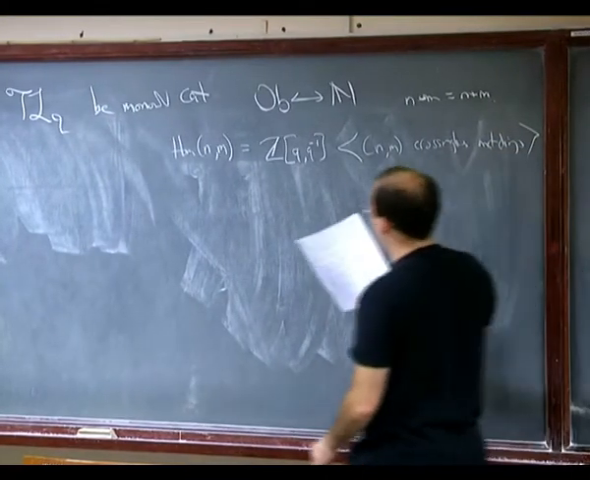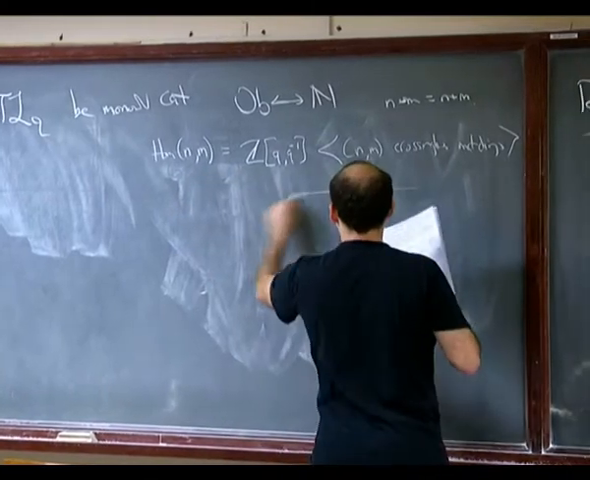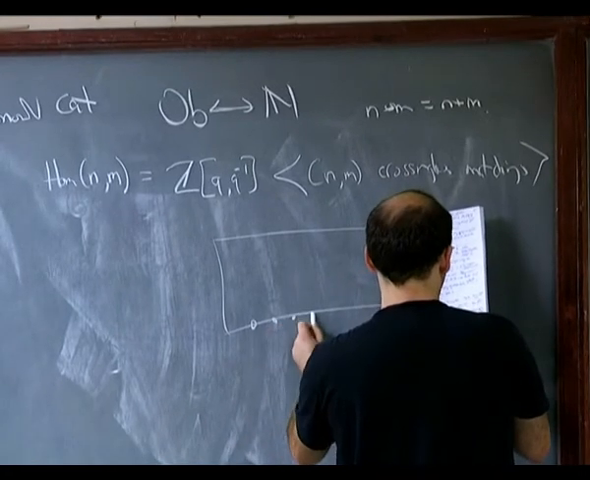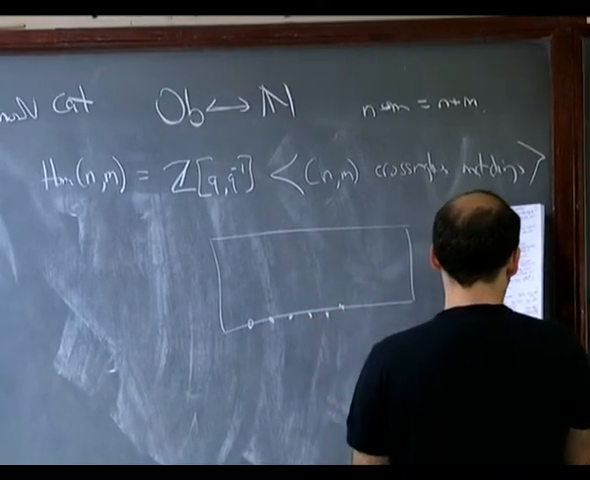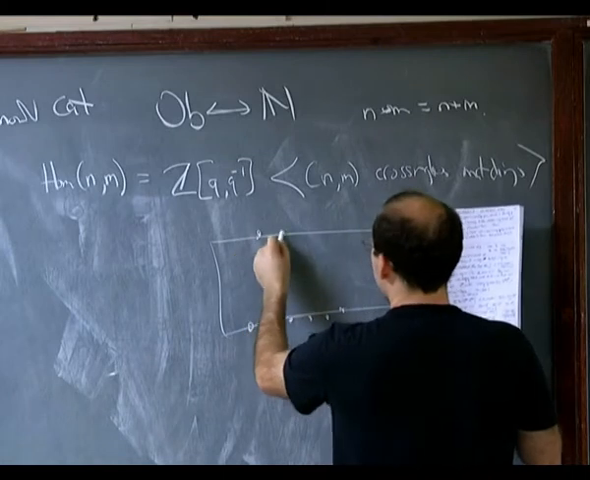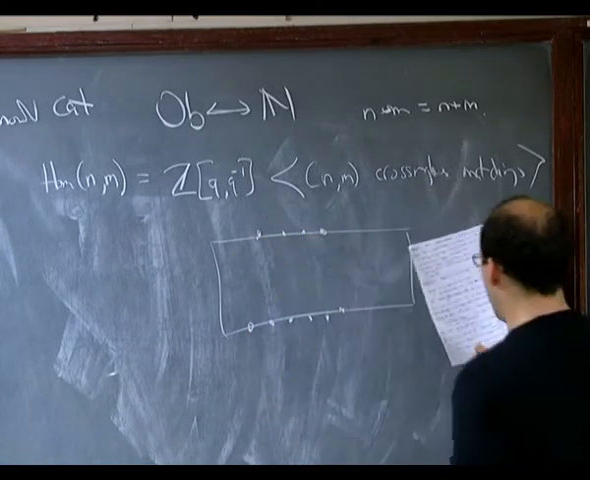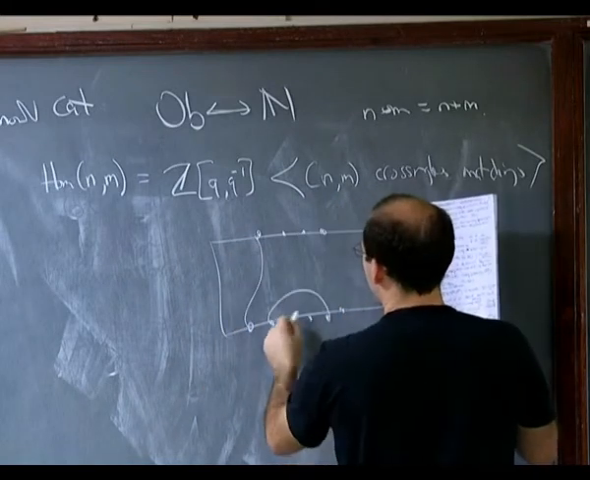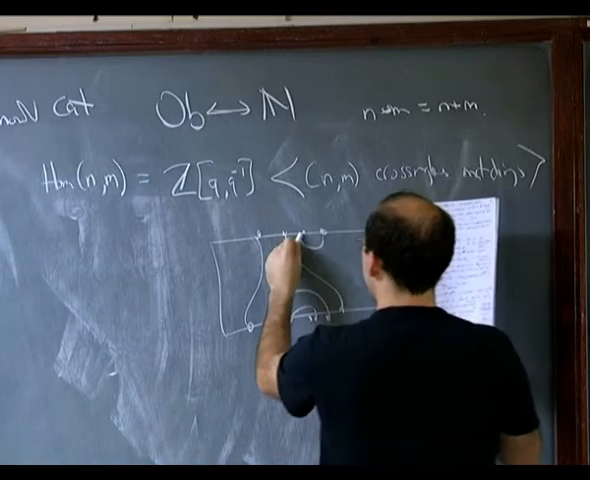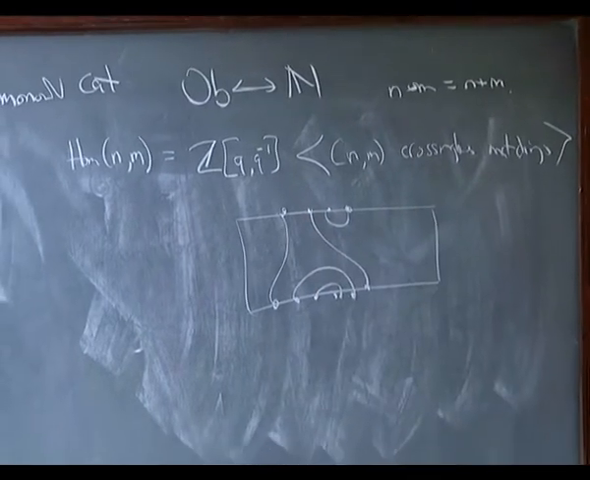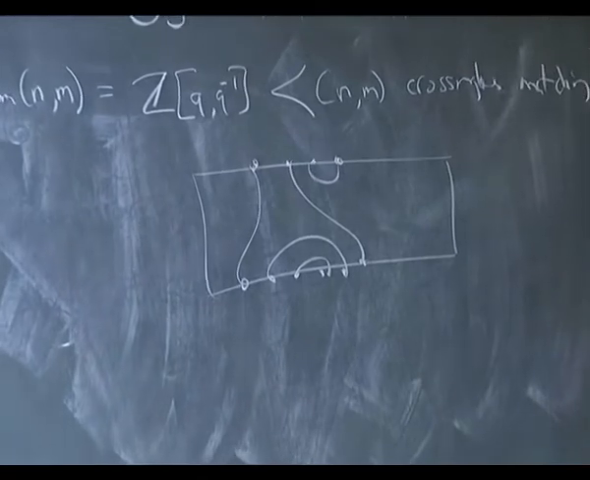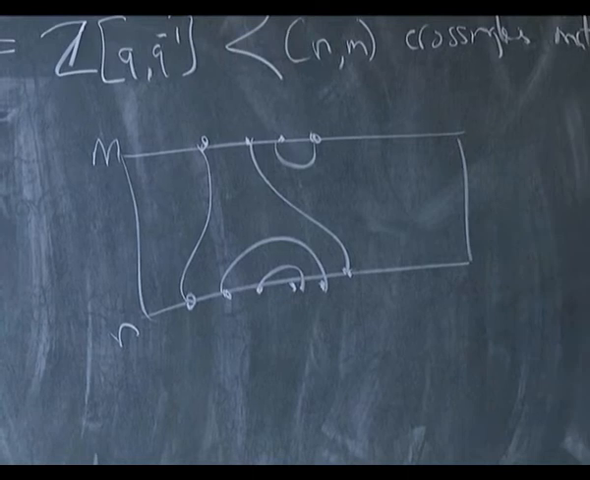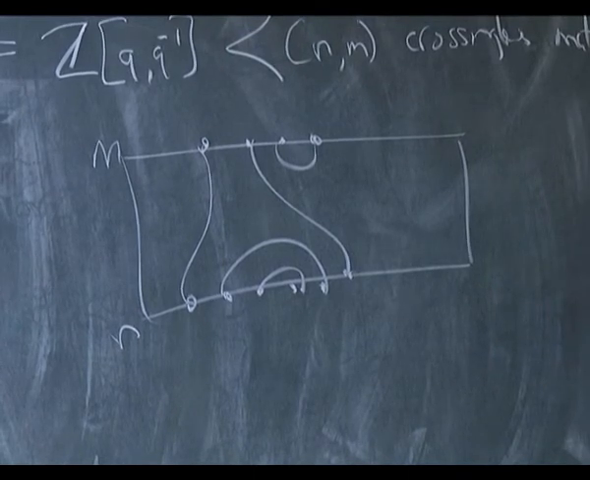Okay, so what is an n-m crossingless matching? So you put n dots on the bottom and m dots on top. And the space is empty unless they have the same parity, actually. And then you just match them up somehow by lines in such a way that the lines never cross. That's a crossingless matching with n on the bottom and m on top. So for reasons unknown, I like to read things from bottom to top. Okay, so this is some set of diagrams.